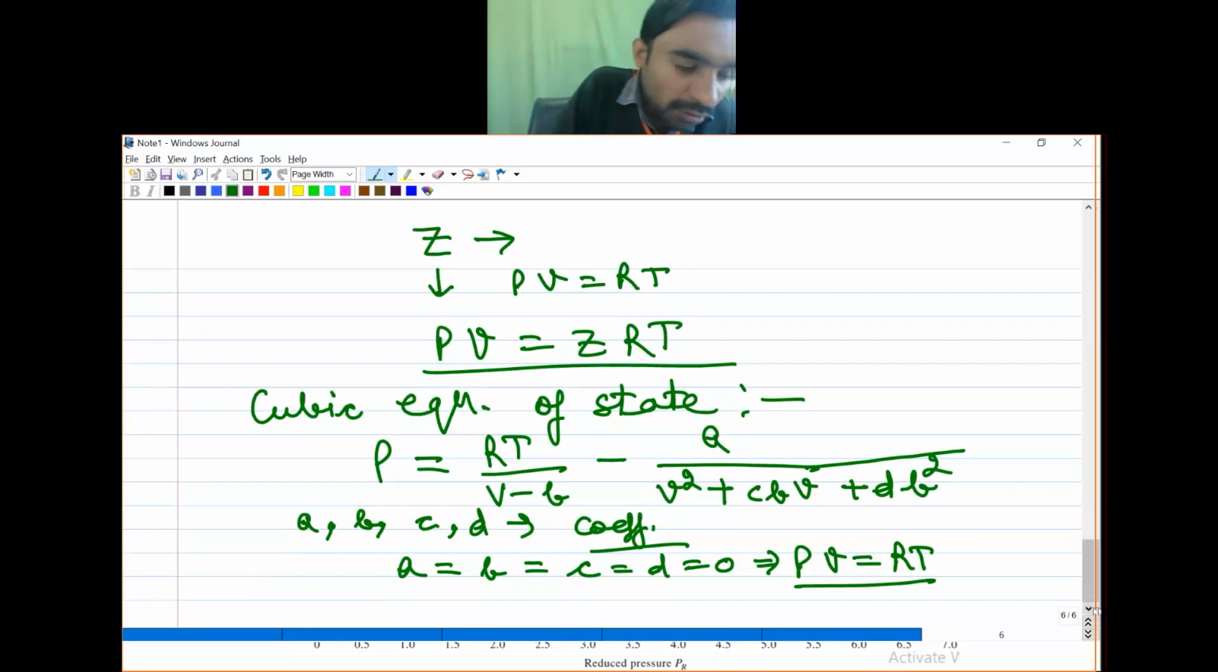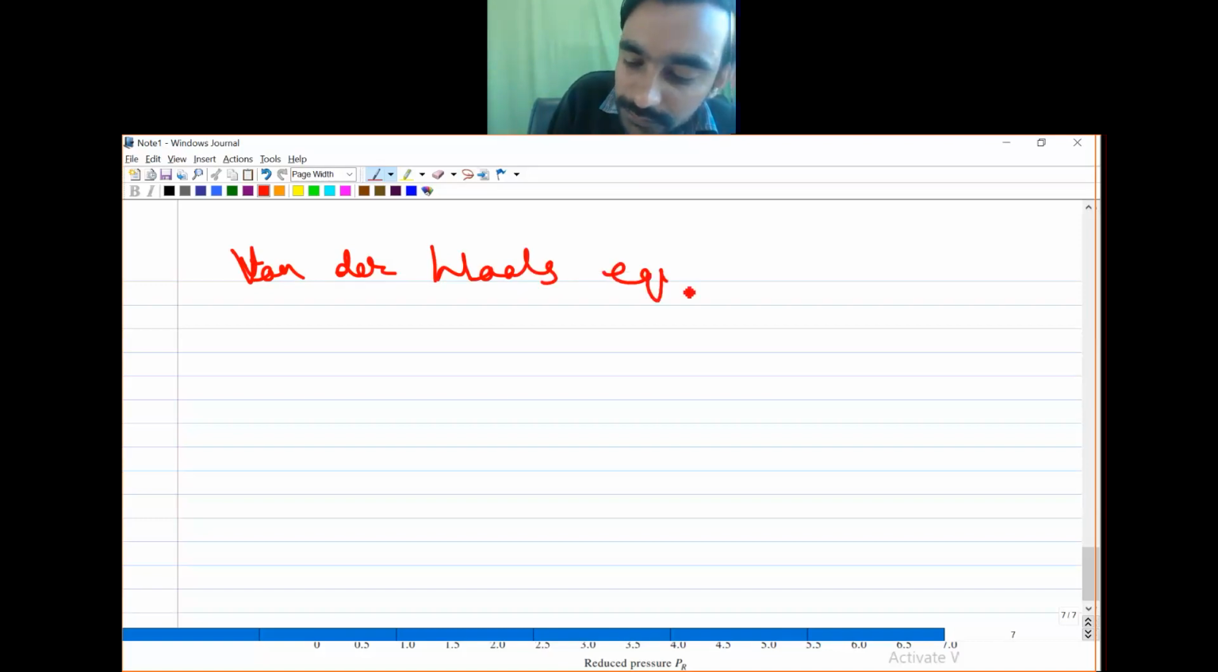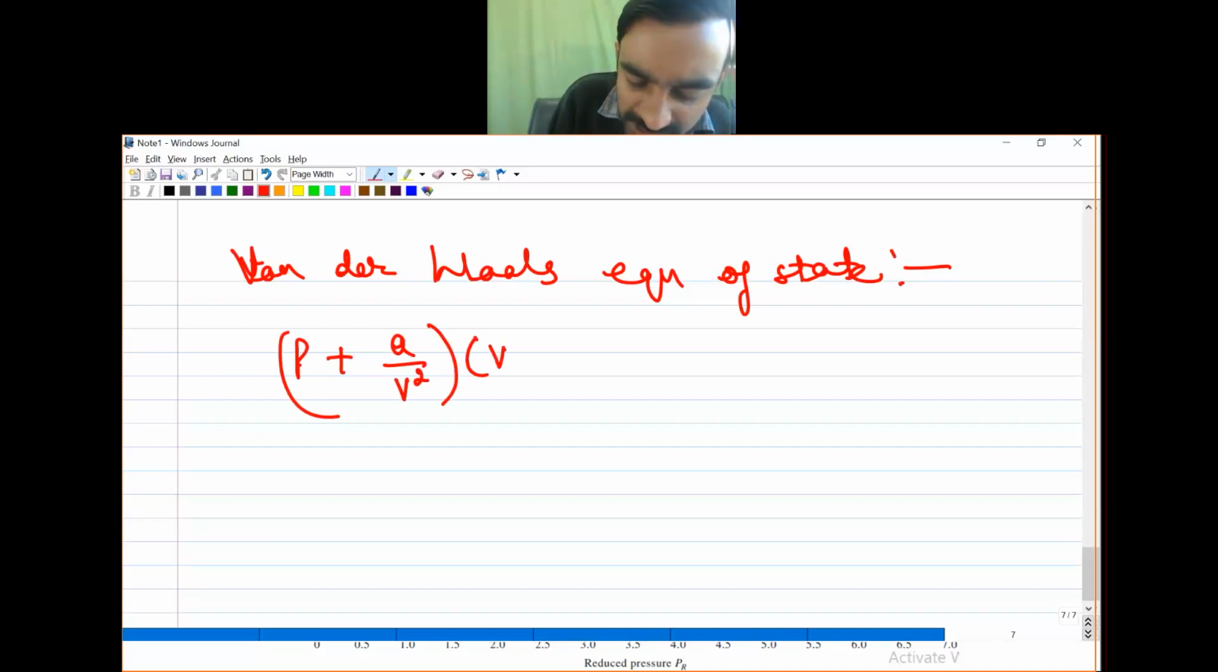Apart from that, we have one more very popular equation. That equation is referred to as the van der Waals equation of state. Okay, so if you are not referring to the compressibility chart, then by just using these equations also you can specify the behavior of the gas. Okay, so as per the van der Waals equation of state, we have (P plus A by V square) into (V minus B) equal to RT.